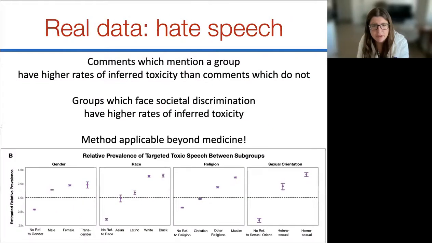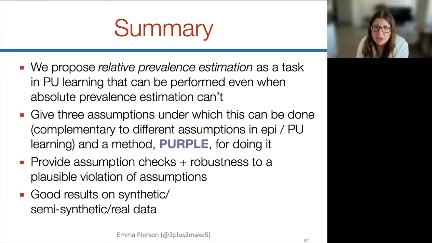To demonstrate the applicability beyond medicine, we also look at the relative prevalence of hate speech on an online forum, depending on what subgroup of people it mentions. We look at the probability that a comment on an online forum is a hateful comment if it mentions a woman as opposed to a man, as opposed to no gender group at all. As you might imagine, anytime you start mentioning someone's identity, that's a bad sign. And so we do indeed find higher inferred relative prevalence if you mention identity, and furthermore, among marginalized identities.